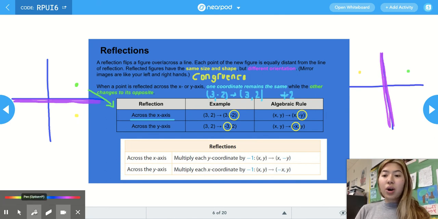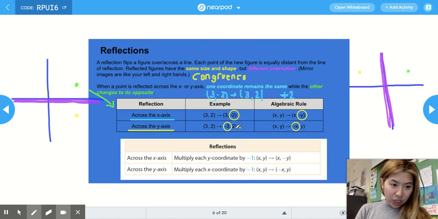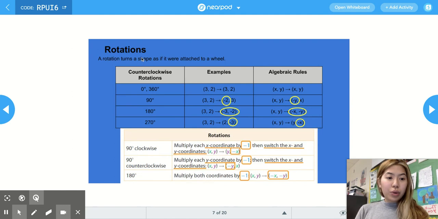Okay, and then for a reflection across the y-axis, the y-coordinate is not changing signs, it's the x-coordinate that's changing signs. So the x-coordinate that was once positive now becomes negative. Okay, moving on to rotations.